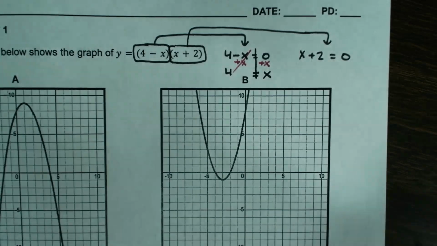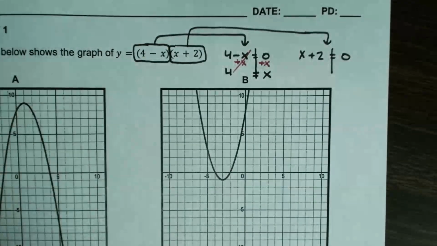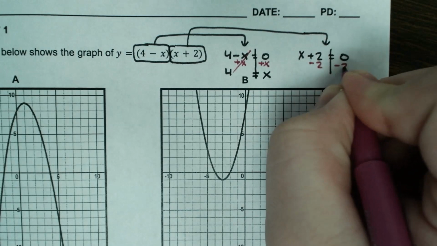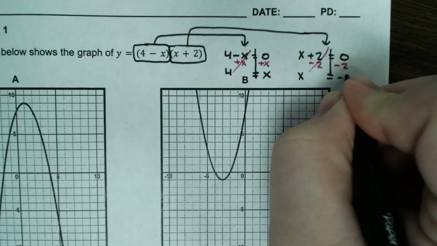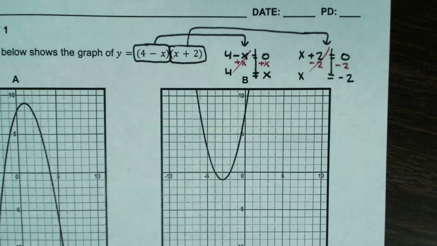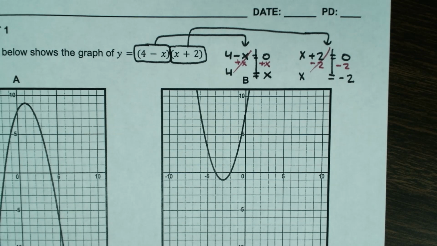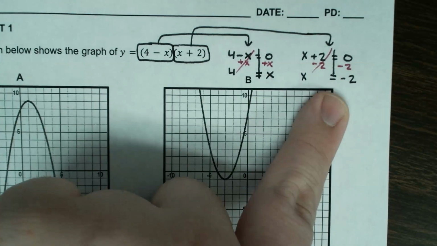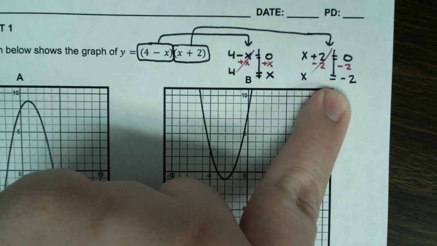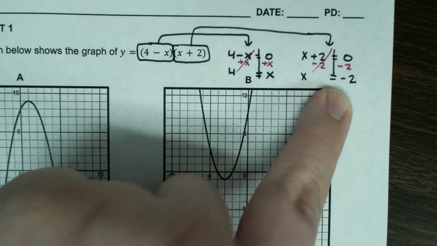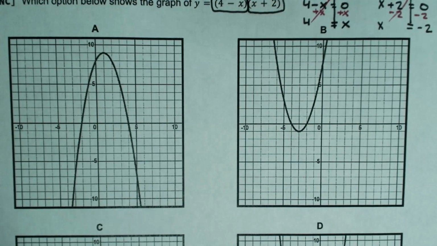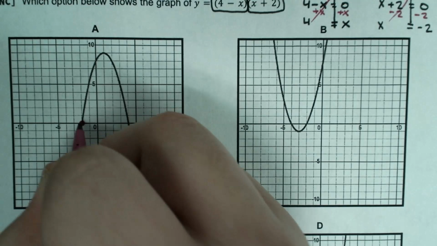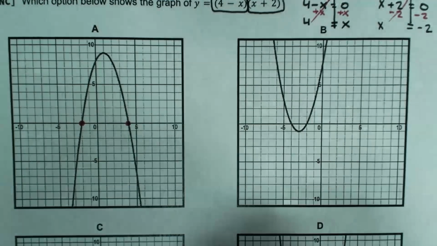Okay, the other one, subtract 2 from both sides. Hey, that equation solved too. I get x equals negative 2. So why do I do that if I was wanting to figure out what the graph is? It's because these two answers, 4 and negative 2, are where this parabola should cross the x-axis. So, A crosses at negative 2 and at positive 4. That's the answer.